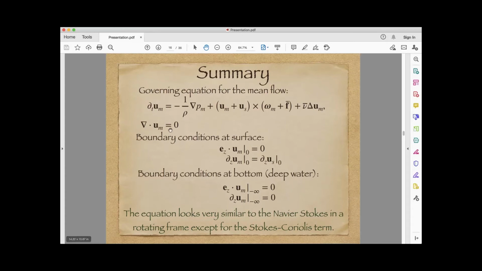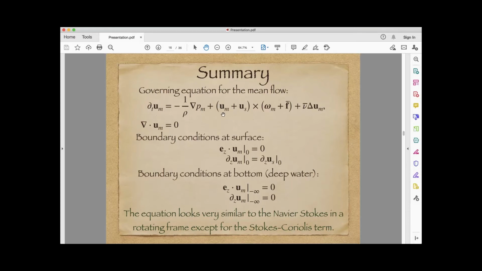So these are the boundary conditions that we will take. The equation looks very similar to the Navier-Stokes equation in a rotating frame, except for the Stokes-Coriolis term. So you have an extra term here, this Us cross f term, which is totally not related to the velocity field.